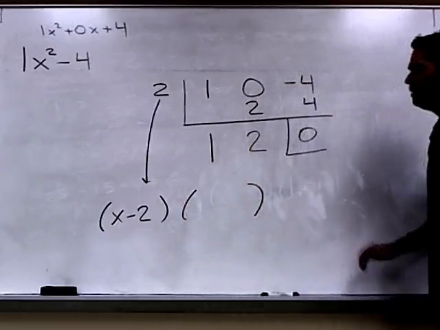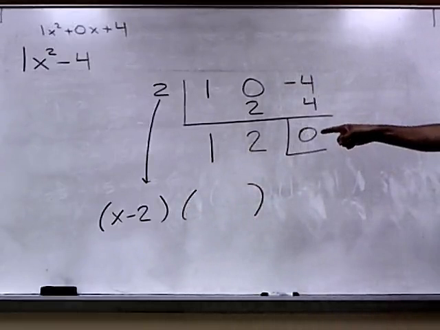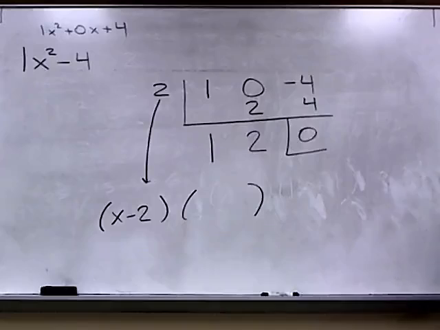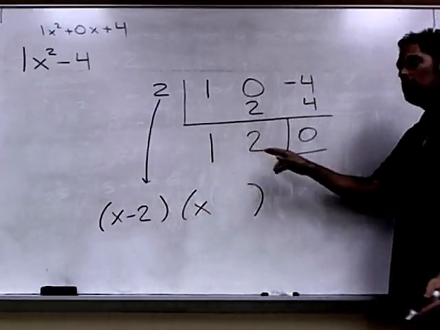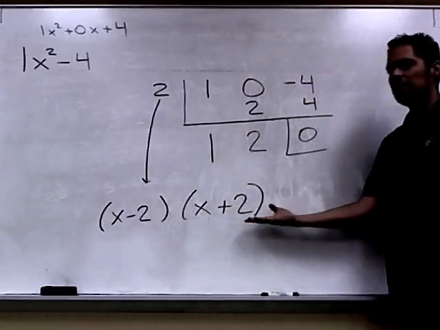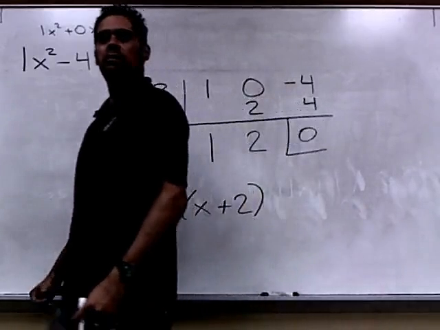So what should this be? The 1 is actually going to be in front of a what? x. So I have 1x, can I just write x? And then this is a positive 2, so I put plus 2. You see that that's our difference of squares right there?